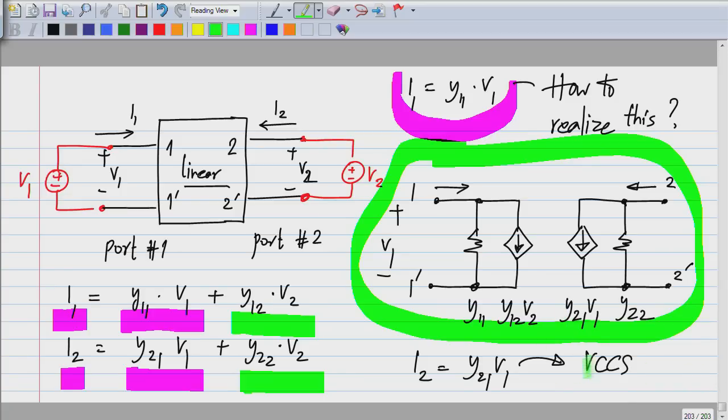Okay, the question is, how do you say it is a voltage controlled current source? Because the current is a function of a voltage. So this is the input, this is the output, so to speak. So it is controlled by this voltage and gives you that current. So it's a voltage controlled current source.